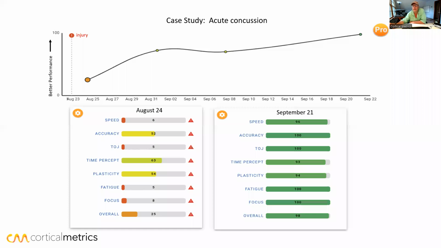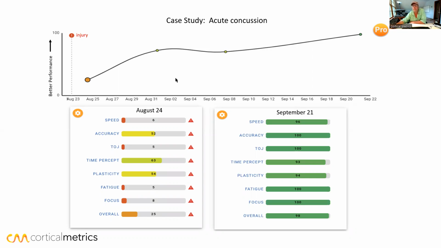In that larger study, we had a lot of people, and we collected their data after they were injured. If you're not familiar with the Brain Gauge metrics, what you see here is a timeline, and this would be the first day that data was collected. These points here are when data was collected, and this is the overall score.